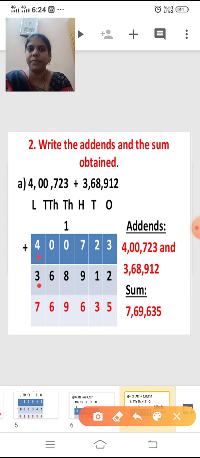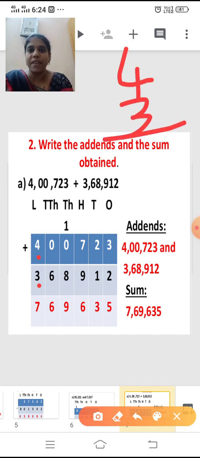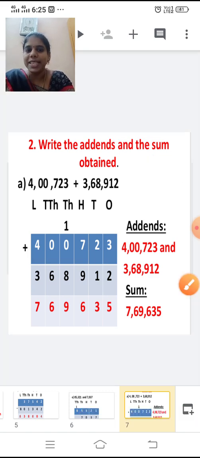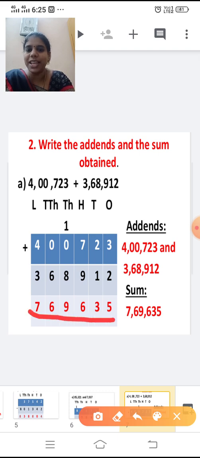Yes, 4 and 3. We're going to add 4 and 3. After 4, I'm going to add 3 numbers. After 4, 5, 6, 7. So write 7 here. So the answer is 7,69,635. What is the answer? 7,69,635.